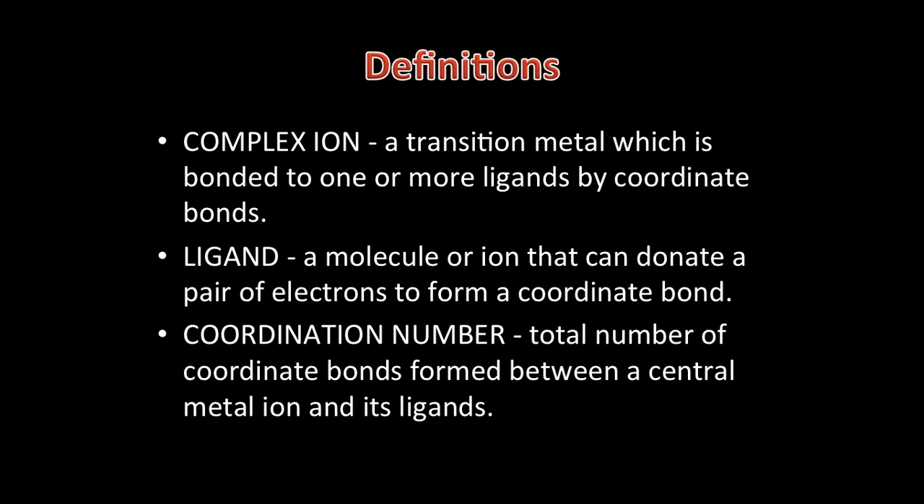So to recap the definitions, a complex ion is a transition metal which is bonded to one or more ligands by coordinate bonds. A ligand is a molecule or ion that can donate a pair of electrons to form a coordinate bond. In the example we saw, the NH3 molecule was acting as the ligand. The coordination number is the total number of coordinate bonds formed between the central metal ion and its ligands. You are most likely to be asked for an explanation of the term ligand.